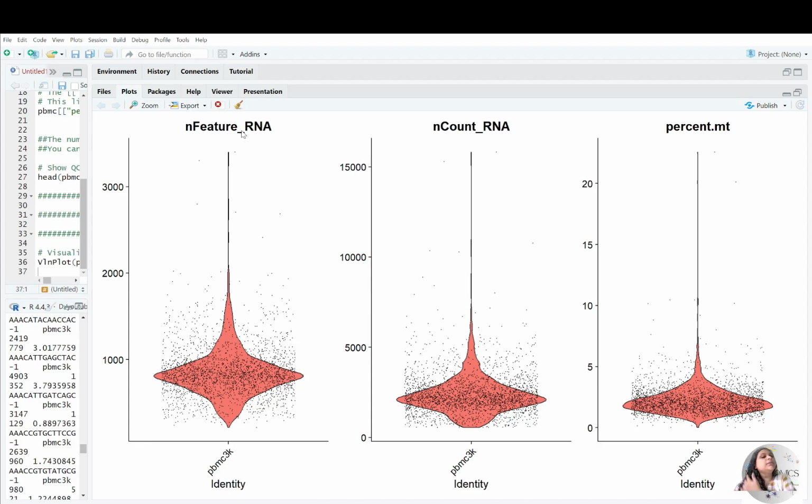Feature is nothing but the genes. nCount is their expression value, and percent.mt is the percentage of the mitochondrial transcripts, that is, the mitochondrial genome that is present, right? So the x-axis refers to the spread of the different features, the different genes. Overall, what you can see over here is that the maximum data points are concentrated over here.